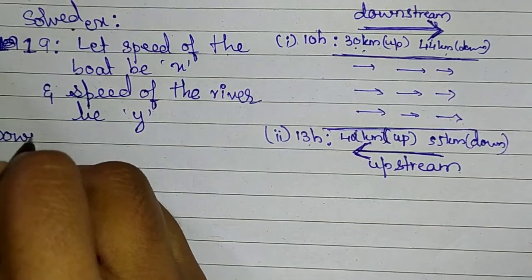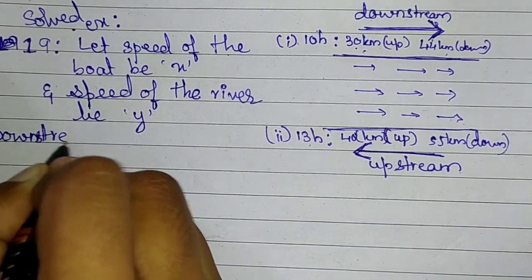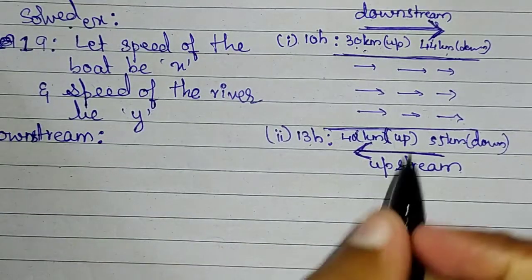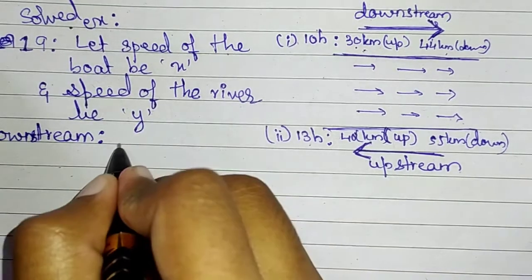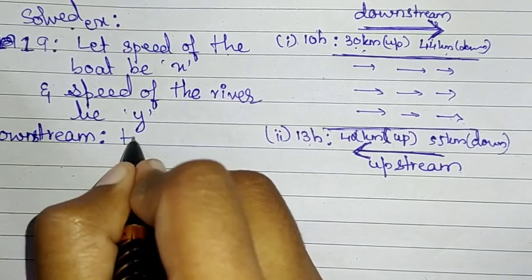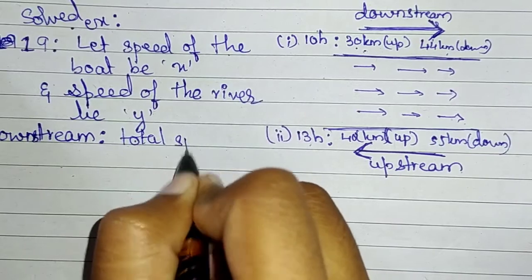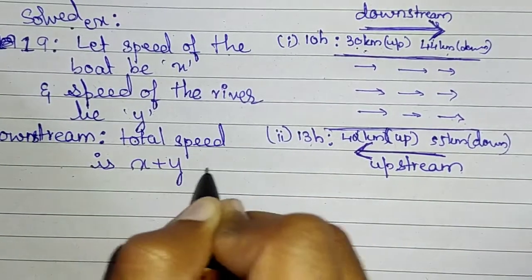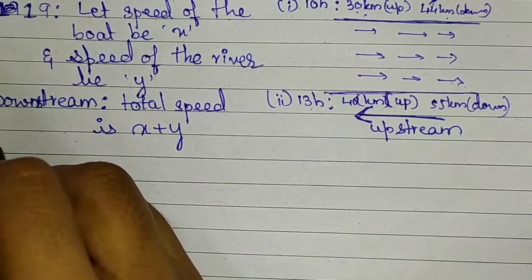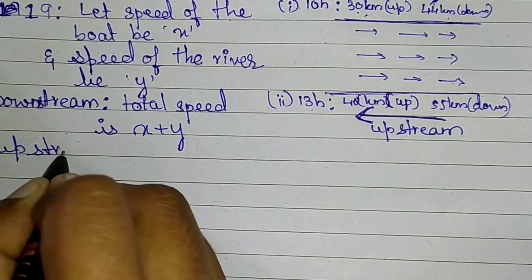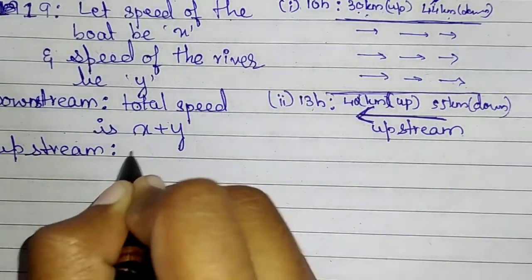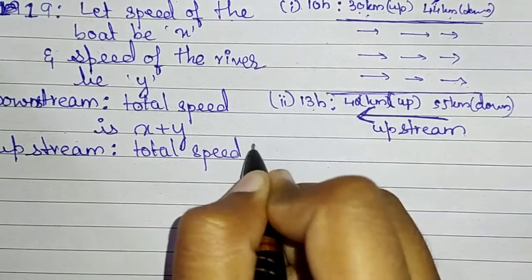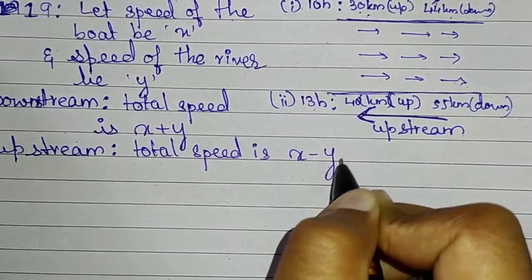Downstream speed: as I told you before, when we move downstream, the speeds add up because we are going in the direction of the flow. So the downstream total speed of the boat will be x plus y. And upstream, the speed will be subtracted, so the total speed is x minus y.